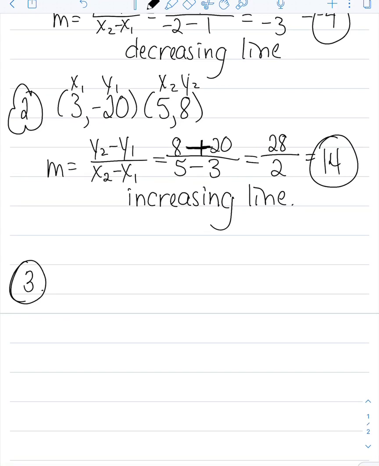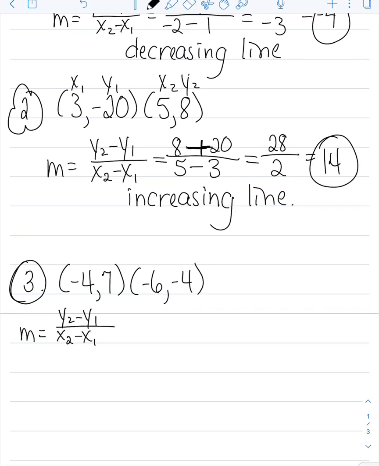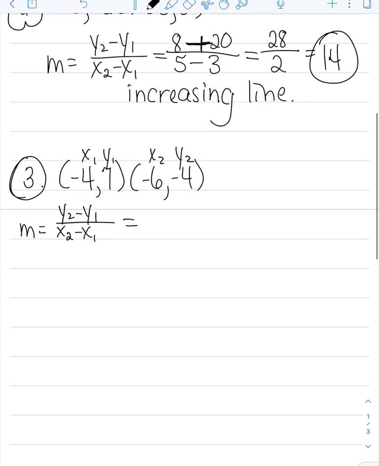Let's find the slope of a line that goes between the 2 points, (-4, 7) and (-6, -4). So first, let's write that formula: second y minus first y divided by second x minus first x. Label your points. First x, first y, because it's the first point. Second x, second y, because it's the second point. And now let's set up our ratio. Fancy word for fraction, by the way.